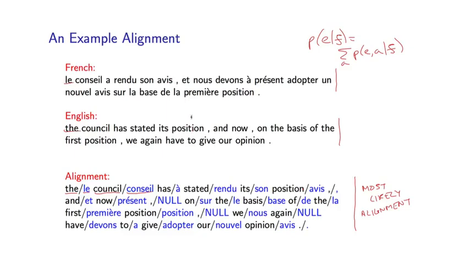So bottom line, once we've trained IBM models 1 or 2, we can look at our training data sentences, which consist of these sentence pairs, and actually find these most likely alignments. And at that point, we have a much better handle on how these two sentences correspond to each other.